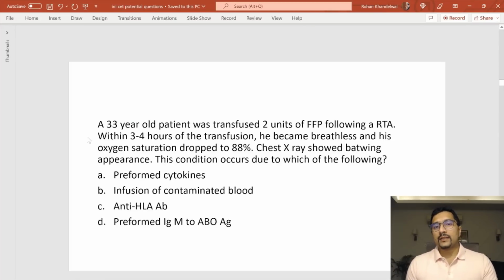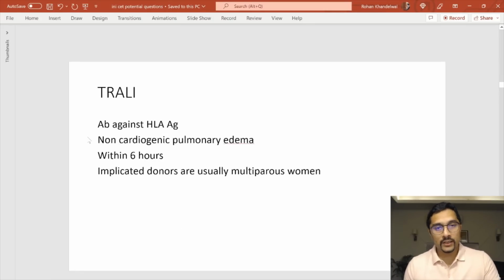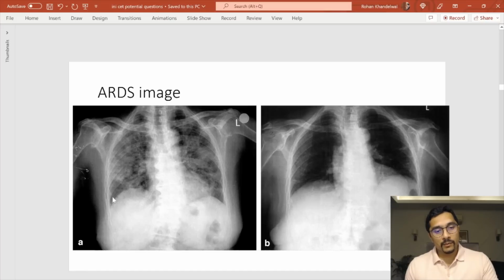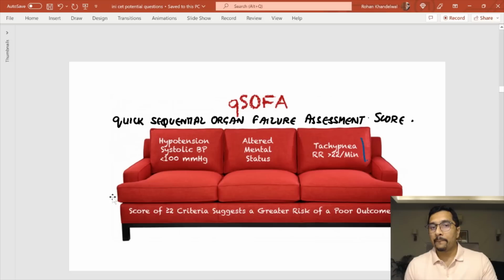A very common question asked in the INICET exam is TRALI and TACO. This was a patient who was transfused FFP, and 3 to 4 hours after transfusion he becomes breathless. Chest X-ray shows batwing appearance. This is TRALI, and this occurs due to anti-HLA antibodies. TRALI is transfusion-related acute lung injury. There are antibodies against HLA antigens. It leads to non-cardiogenic pulmonary edema, usually within 6 hours. The implicated donors are usually multiparous women, and you will get an ARDS-like picture.